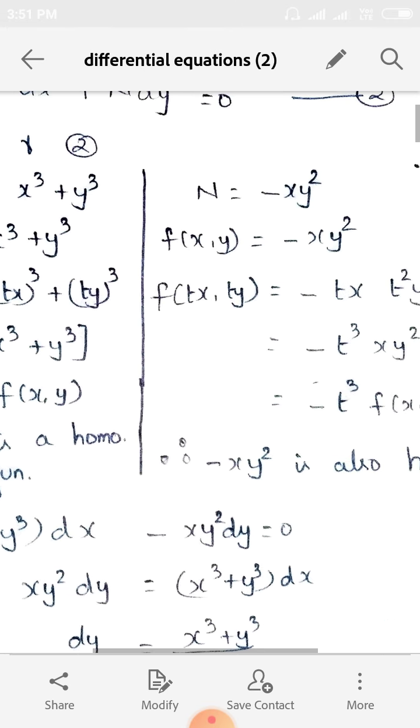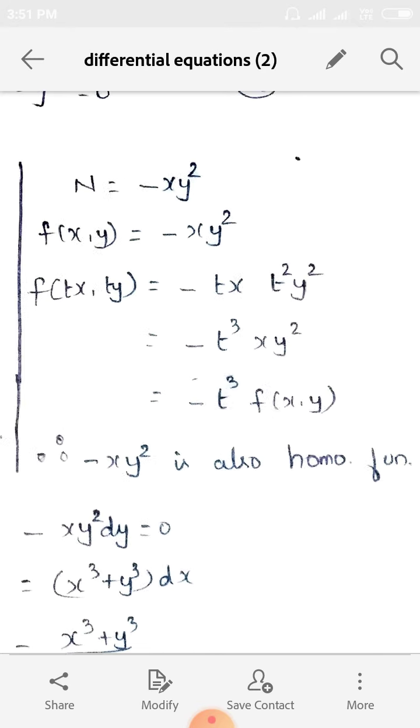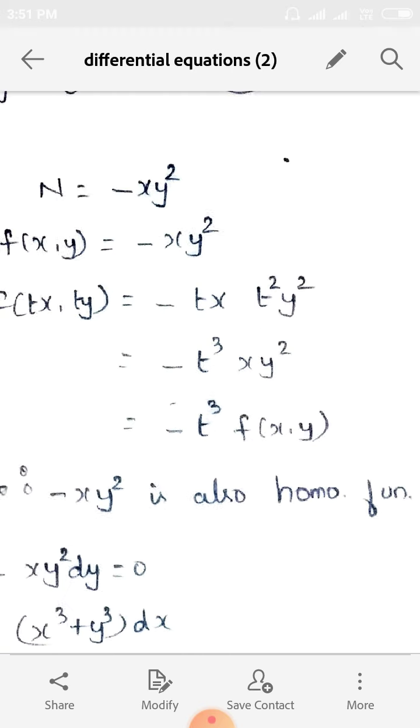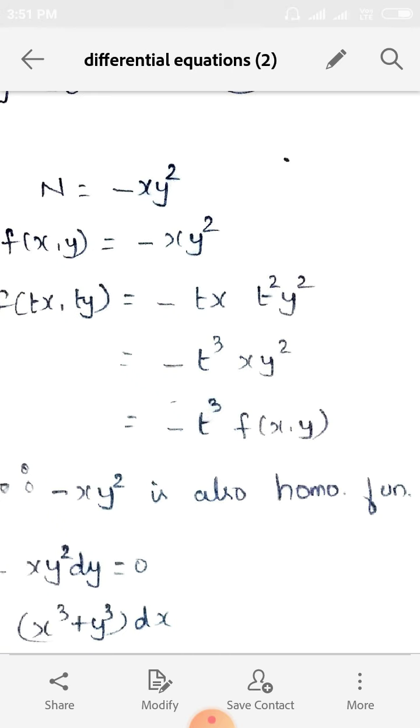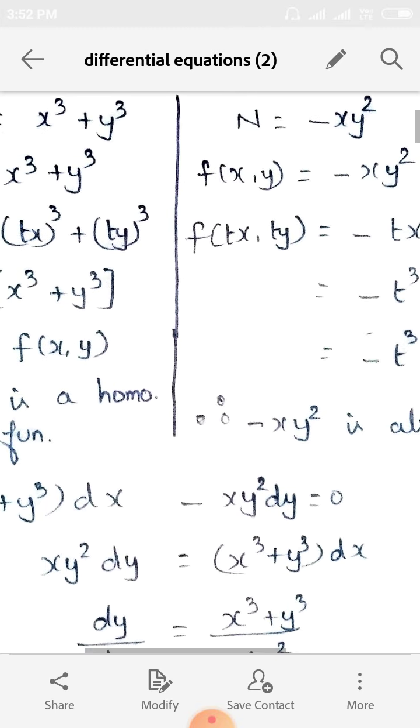Now check N. N is equal to minus xy square, that is f of x comma y is equal to minus xy square. Apply the condition: f of tx comma ty is equal to minus tx into t square y square. Therefore minus into t square becomes t cube, so minus t cube xy square. Xy square is nothing but f of x comma y, so we get minus t cube into f of x comma y. Therefore N is also a homogeneous function of degree 3. So you have to check that both M and N are homogeneous functions of the same degree.